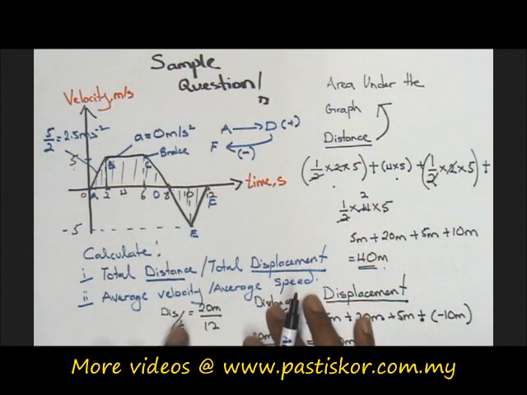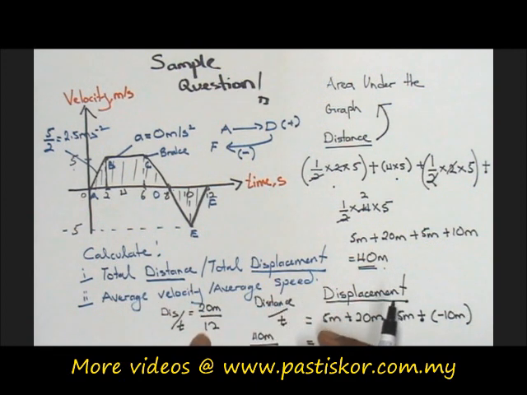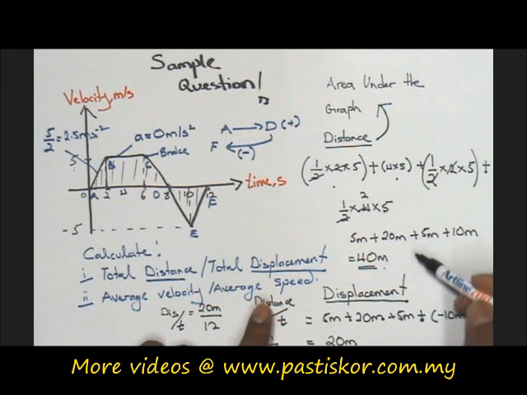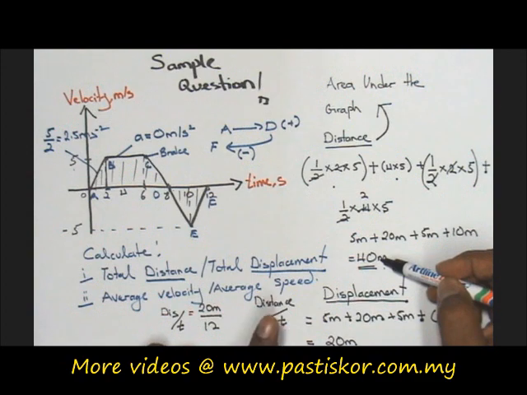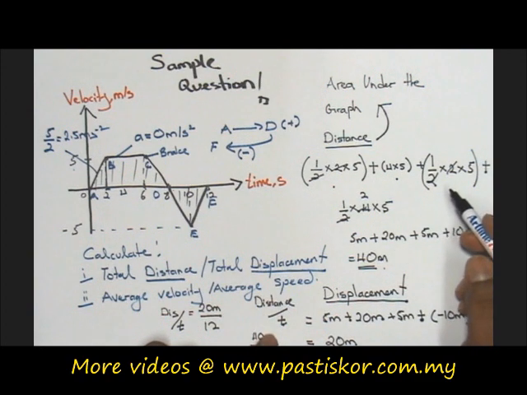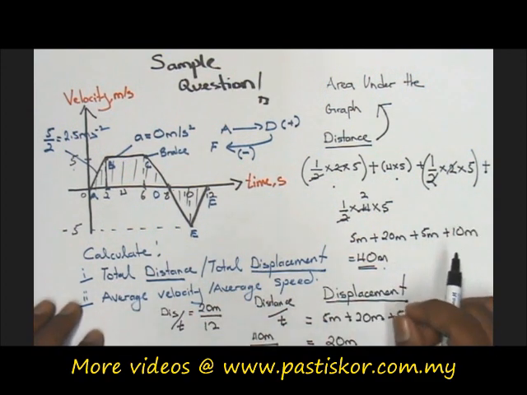So remember, displacement divided by time, you get 20 divided by 12. Distance divided by time, you just need to make sure that you take your distance, which is 40, and divide it by your time, which is 12. All right. Okay, done for velocity versus time.